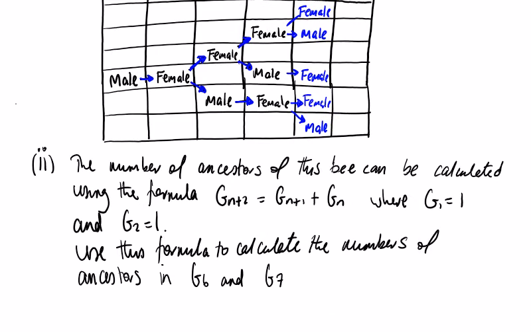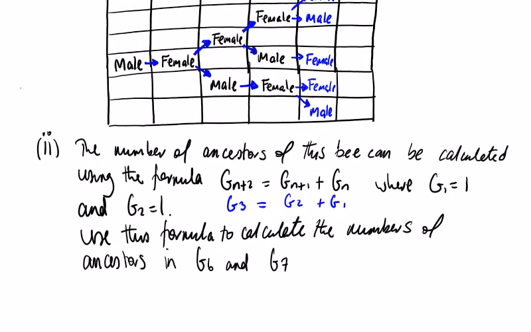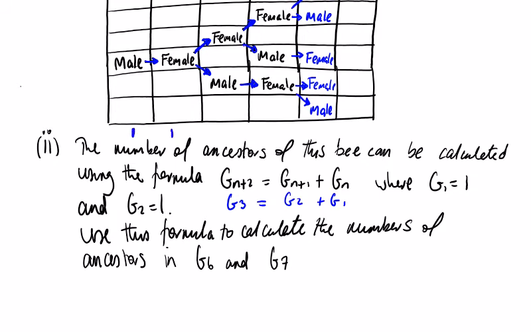Part 2 of this question, the number of ancestors of this bee can be calculated using the formula g(n+2) is equal to g(n+1) plus g(n). So that would be g3 is equal to g2 plus g1. Let me write down the numbers up here. We've 1, 1, 2, 3, 5. You should recognize this sequence as the Fibonacci sequence, where you add the 2 previous numbers. 3 and 2 is 5, 2 and 1 is 3, to get the next number.